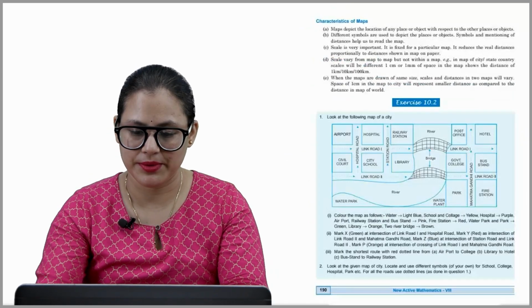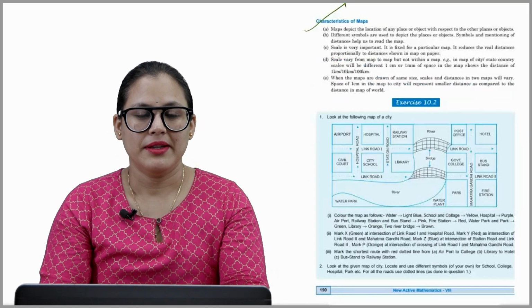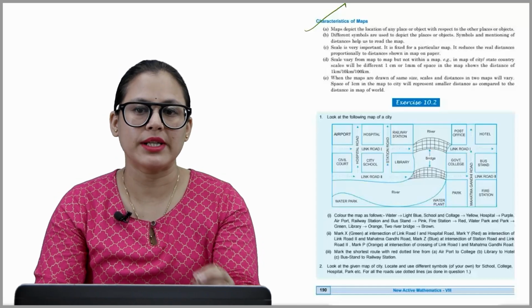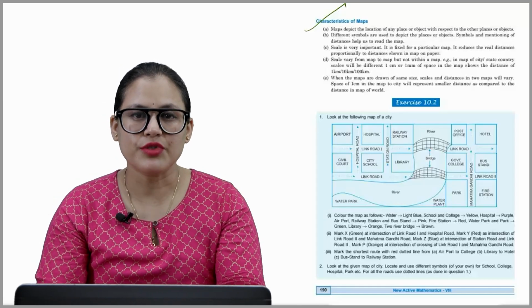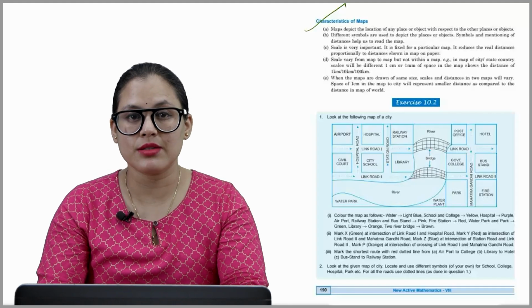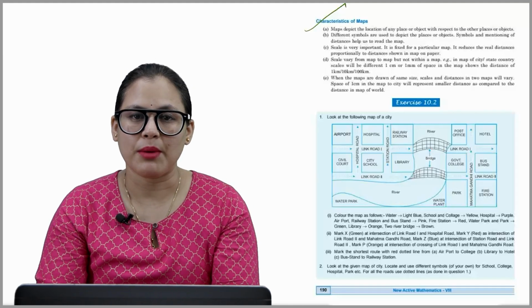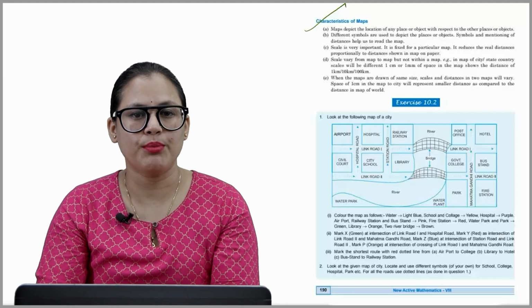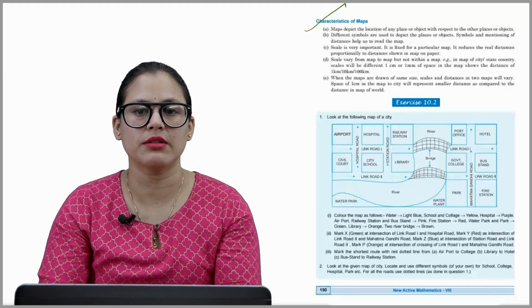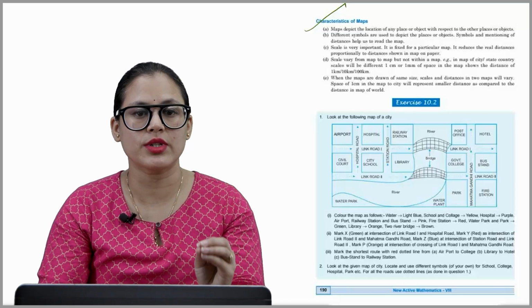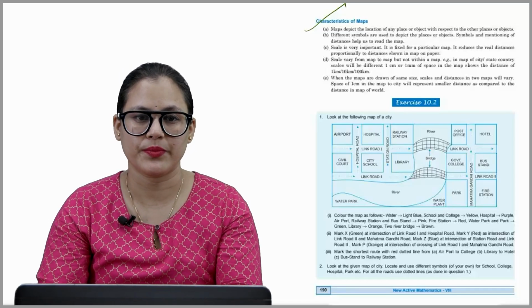Characteristics of a map. A. Maps depict the location of any place or object with respect to the other places or objects. B. Different symbols are used to depict the places or objects. Symbols and mentioning of distances help us to read the map. C. Scale is very important. It is fixed for a particular map. It reduces the real distances proportionally to distances shown in the map on paper.